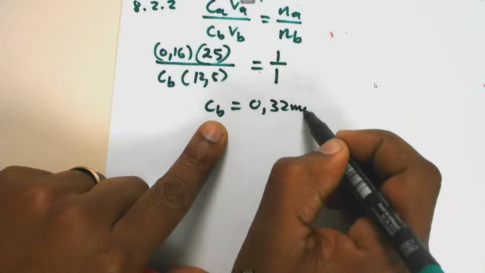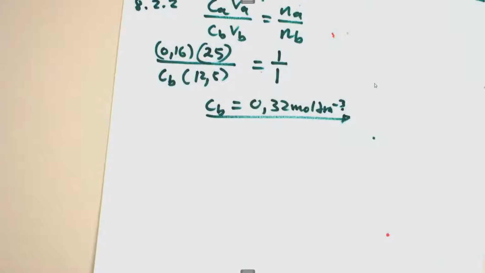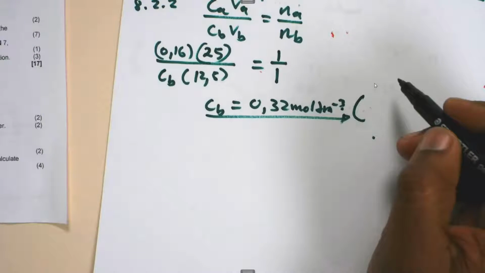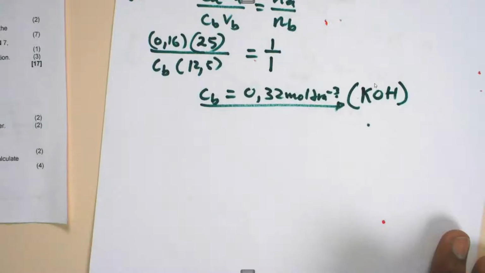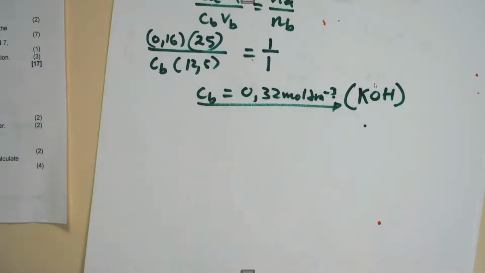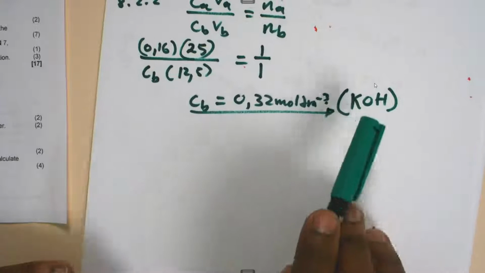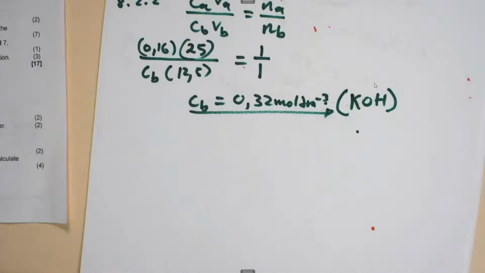0.32 mole per decimeter cubed. So this is the concentration of the base. I must say it's the concentration of KOH. This is important for us to know because we don't want to be mixing things up, using values for the acids where some values are for the base. So I kindly inform you to write it down to say that whatever I have calculated is for the base, yes, but the base is KOH.